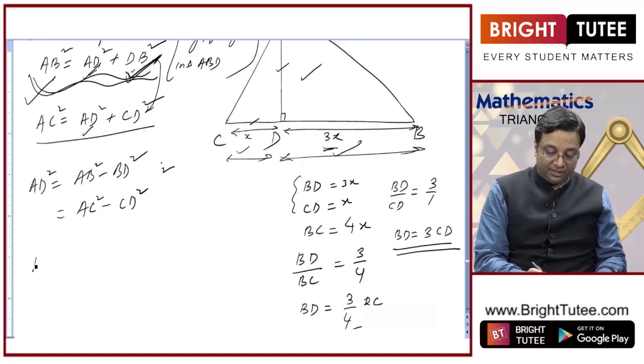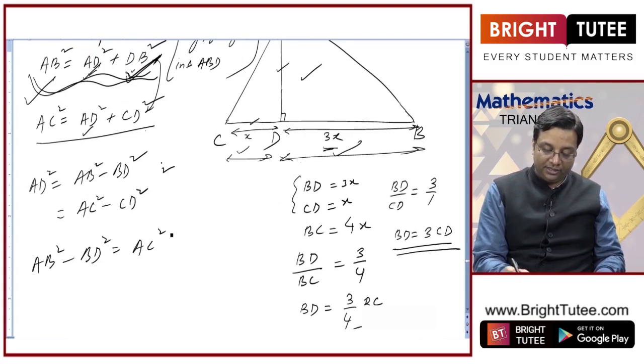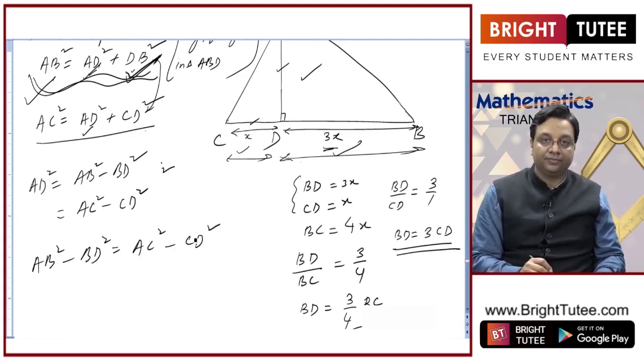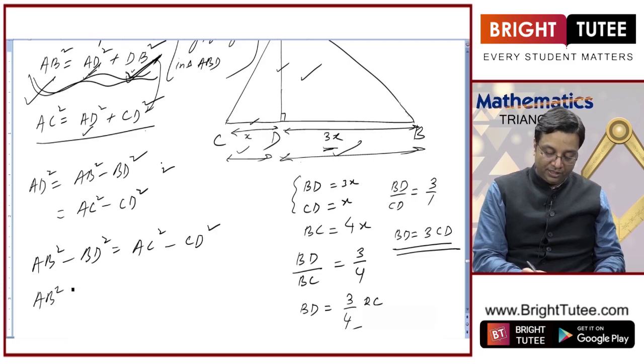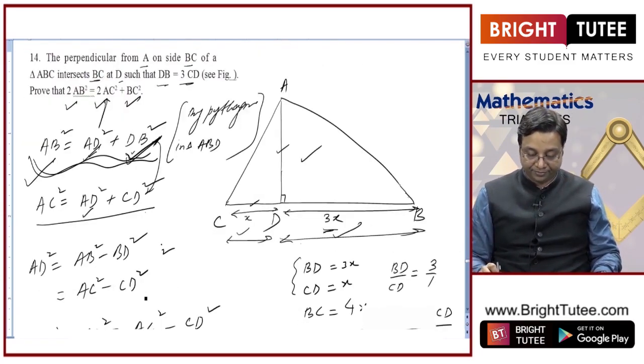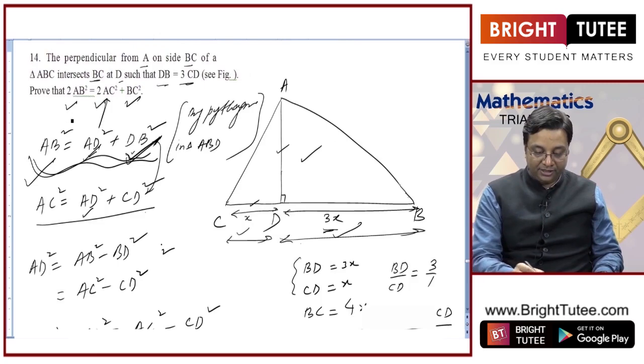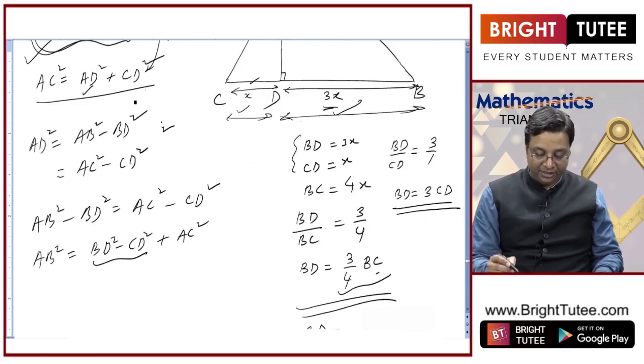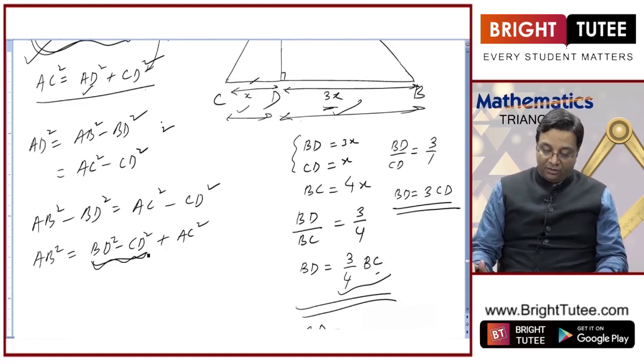So, if I equate these, AB square minus BD square is equal to AC square minus CD square, right. So, AB square is equal to BD square minus CD square plus AC square. Now, what is BD and CD? See, in this expression I require AB, AC and BC. So, I need to convert these into BC. How do I do that?